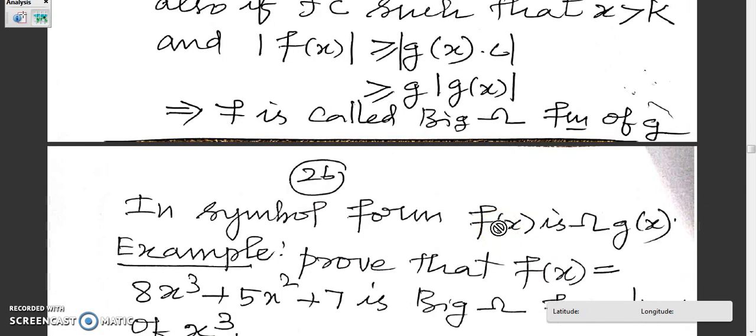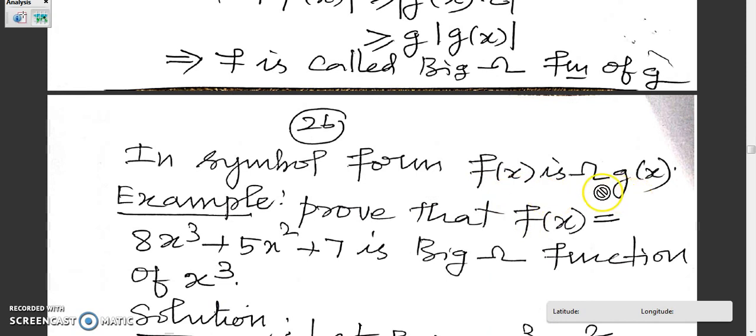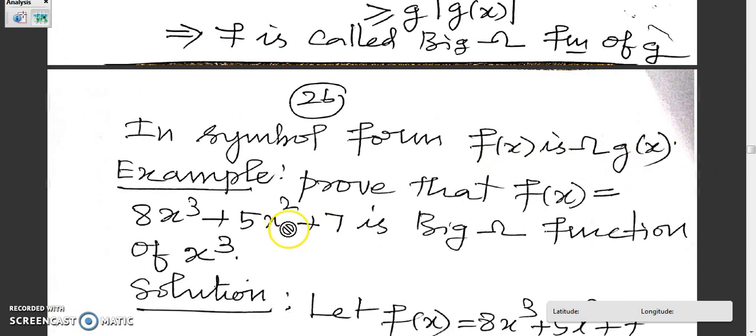So this is the simple form: f of x is a big omega function of g of x. I will take one example. Prove that f of x equals 8x cubed plus 5x squared plus 7 is a big omega function of x cubed. This function f of x, suppose, is a big omega function of g, where g is equal to x cubed. This is what we have to prove.